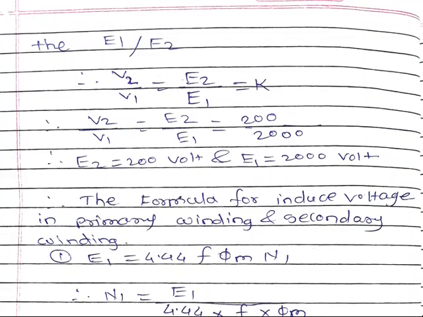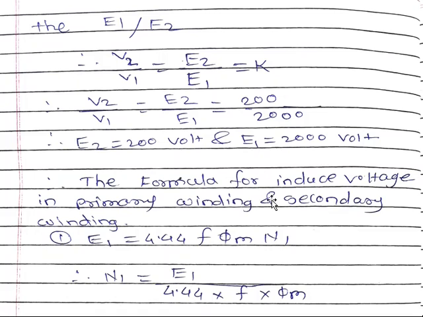Now we use this formula for calculation of primary winding and secondary winding turns. First we calculate the primary winding turns. The formula is E1 is equal to 4.44 f phi m N1. Now we transfer these three terms to the LHS. Now N1 is equal to E1 divided by 4.44 f phi m.